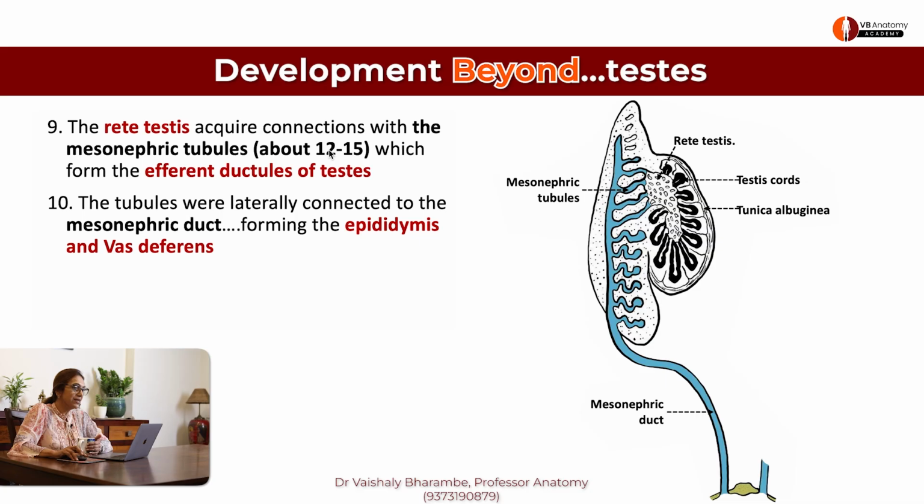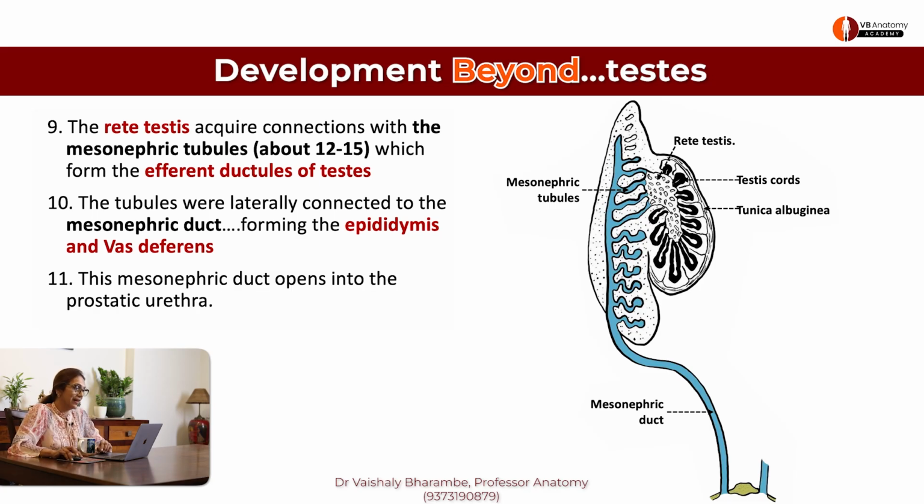These efferent ductules in turn are connected to the mesonephric duct. The mesonephric duct is here, okay? And this mesonephric duct then forms the epididymis and the vas deferens, right? Now can you see the continuity? The seminiferous tubules, rete testis, efferent ductules, mesonephric duct. A whole path has been created for the traveling of the spermatozoa, right? And of course, the mesonephric duct is going to open into the prostatic urethra.